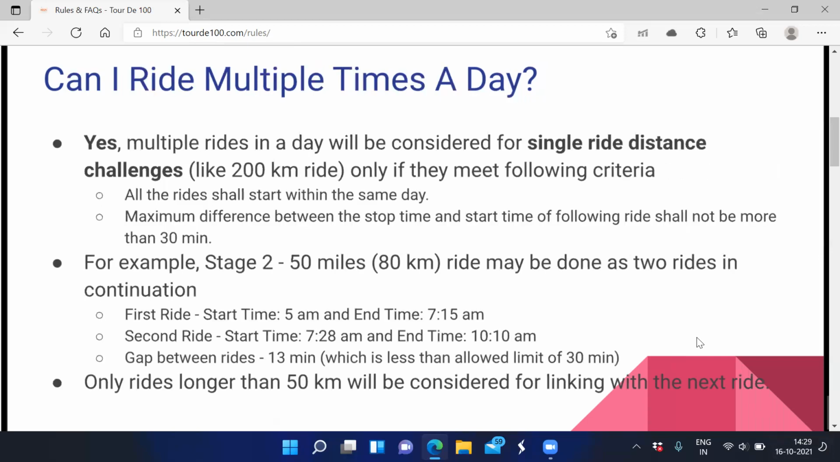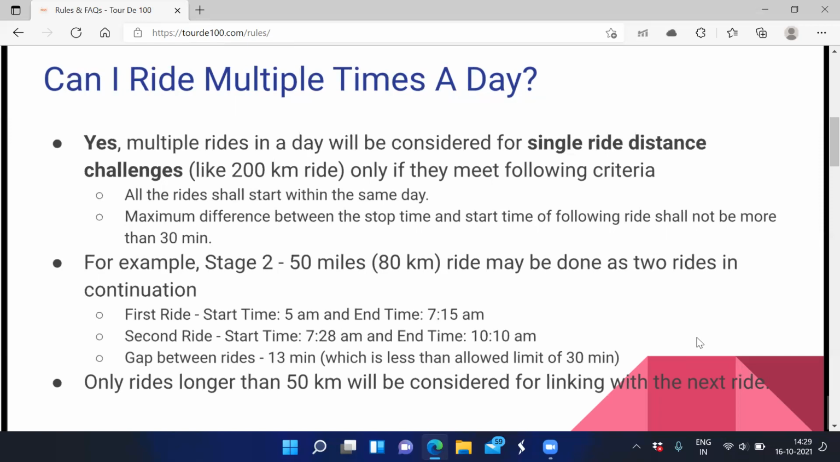Can I ride multiple times a day? Yes, definitely. You can ride multiple times in a day. For example, if you go on a ride early morning, like 4 a.m., 5 a.m., and you are back by 8, and if you have time in the afternoon or the evening, you can go for another ride. And if you have the capability to ride once again at night, you can cover 3 rides in a day. But this is for individual rides. If you go on a long ride, as I already mentioned, a 50-kilometer, 80-kilometer, or 100-kilometer ride, and if you take a break in between, the maximum time allowed is 30 minutes, not more than that.